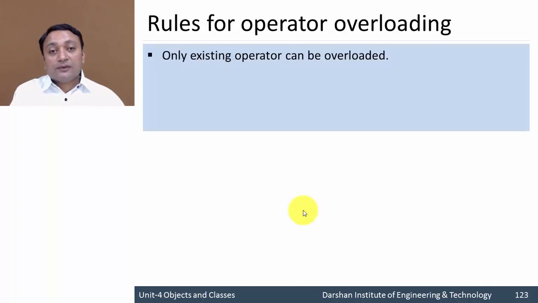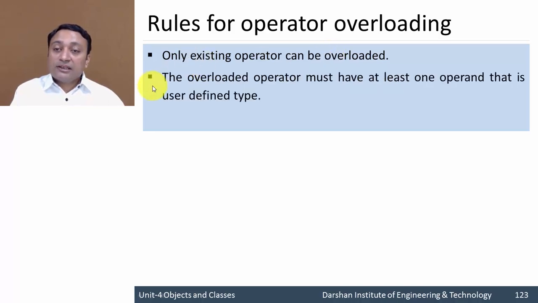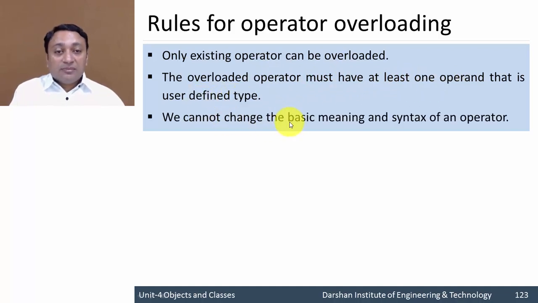So some of the rules of operator overloading are: only existing operator can be overloaded. You cannot introduce or define new operator with the combination of special symbols. Another thing is that overloaded operator must have at least one operand that is user defined type, and we cannot change the basic meaning and syntax of the operator. The basic meaning should be unchanged if you are overloading any binary or unary operator. This is all about operator overloading.